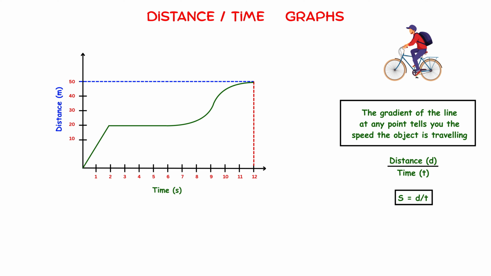This relationship exists because gradient is defined as the change in distance divided by the change in time, which, as we know, is precisely the formula used to calculate speed. Therefore, it is important to remember that whenever you are reading a distance-time graph, the gradient will always tell you the speed of the object.